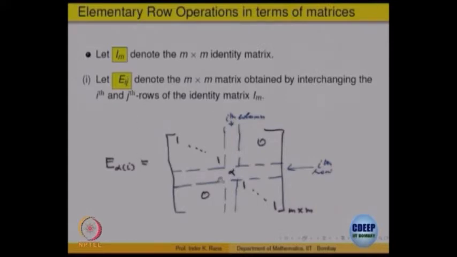Or if you want to multiply the ith row by a scalar alpha, then take the identity matrix, multiply its ith row by alpha, and you will get the matrix E alpha I. In the ith row, ith column, it was 1 in the identity, now I have multiplied it with alpha. So, this is the second type of operation, E alpha I.